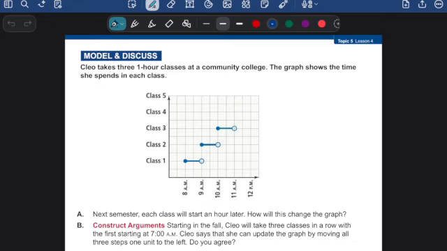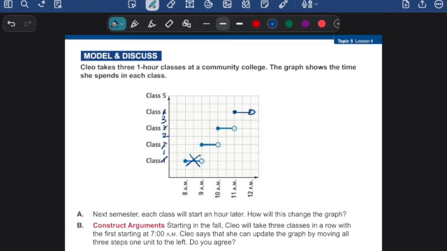Well, that means instead of the first class starting at 8 a.m., it will start at 9 a.m. So we won't have this section anymore. The first class will start at 9, it'll go to just before 10. The next class will start at 10 and go to just before 11. These would change also. The second and the third class then would start at 11 and go just before 12.